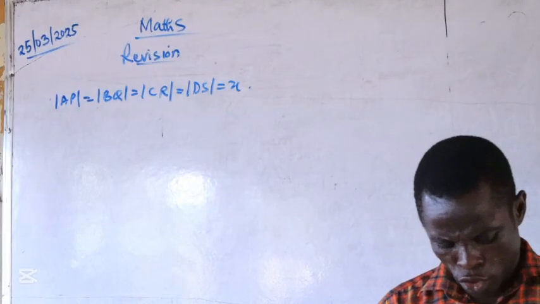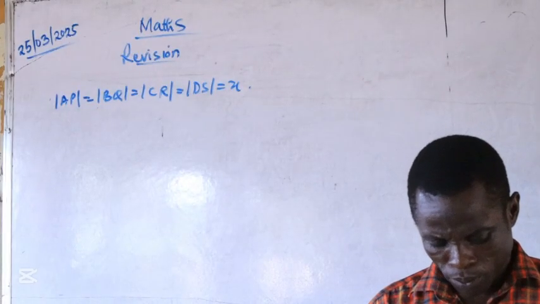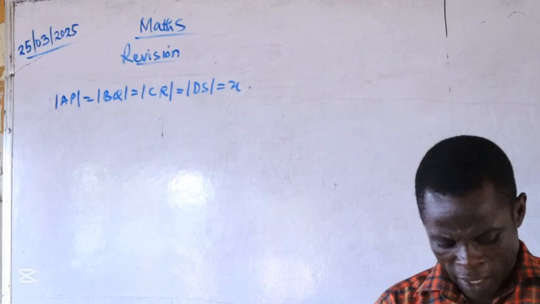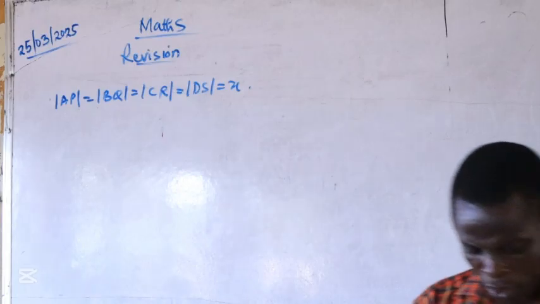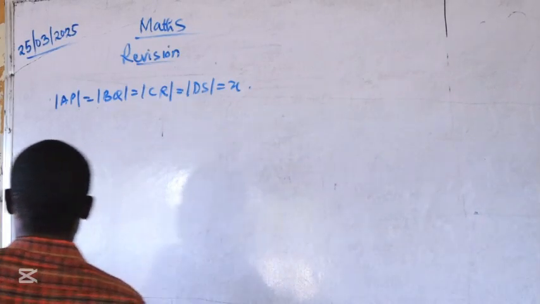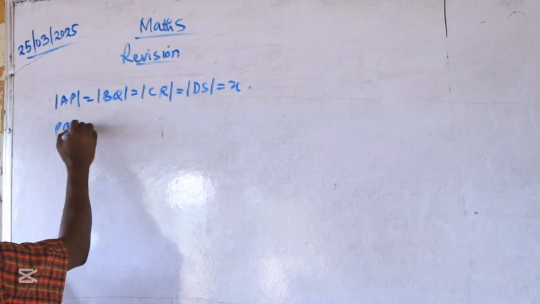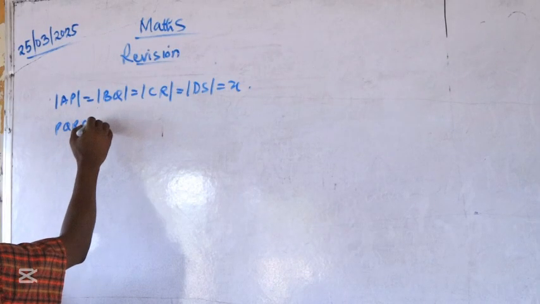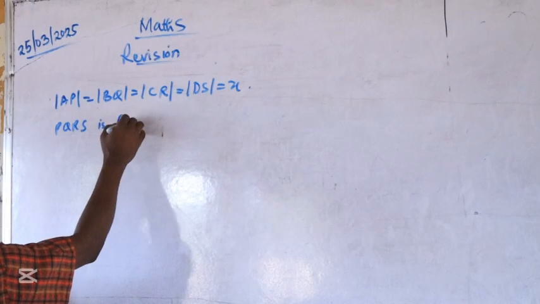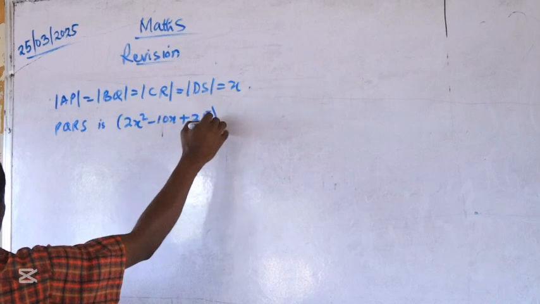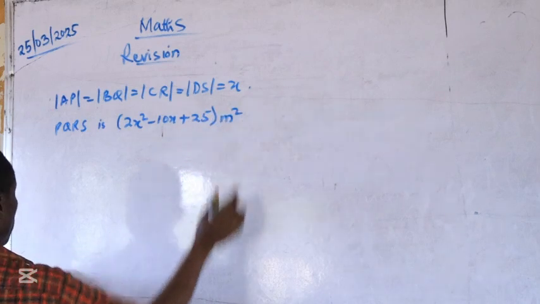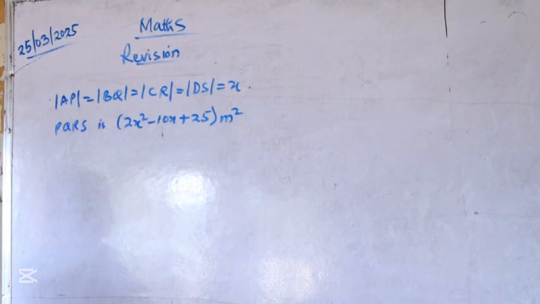Question A. Show that the area of the square PQRS is 2x squared minus 10x plus 25 meter squared.